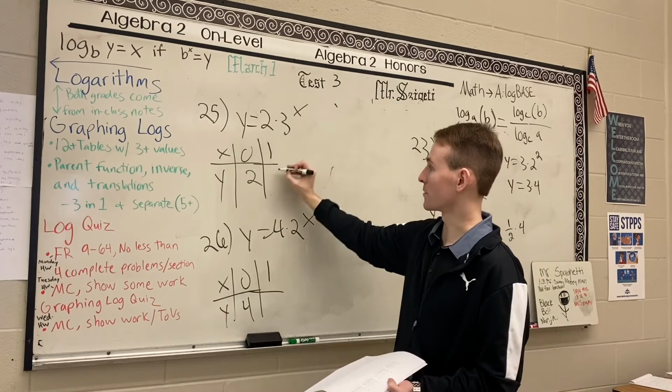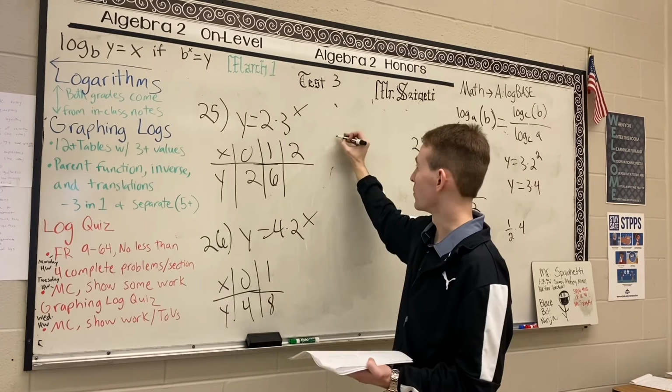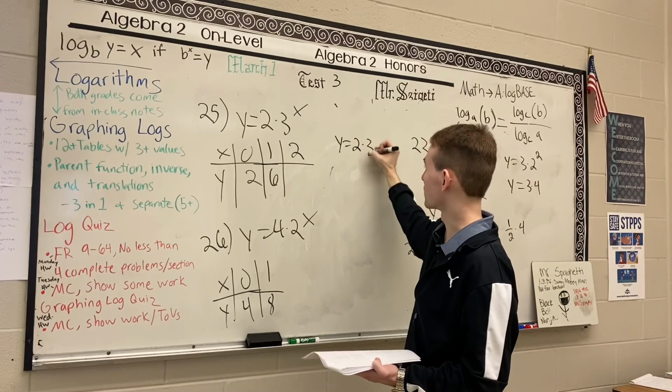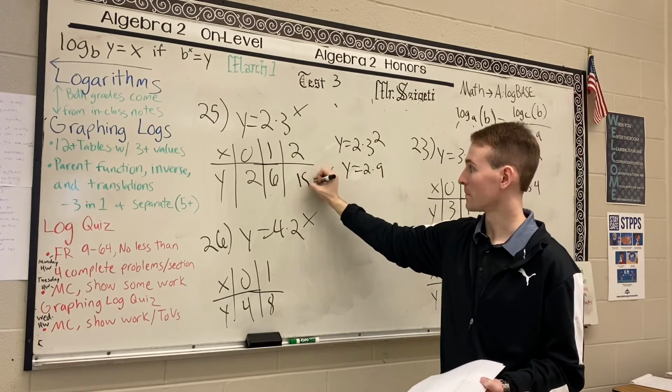Now 2 times 3 is just 6. 4 times 2 is just 8. We have y is equal to 2 times 3 squared. Y is equal to 2 times 9, or 18.